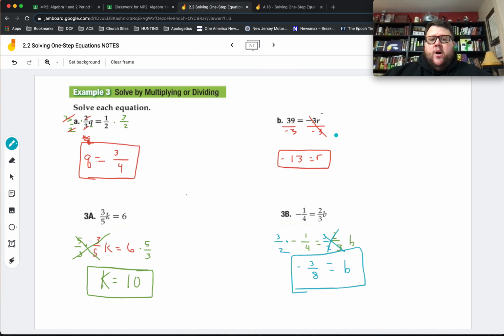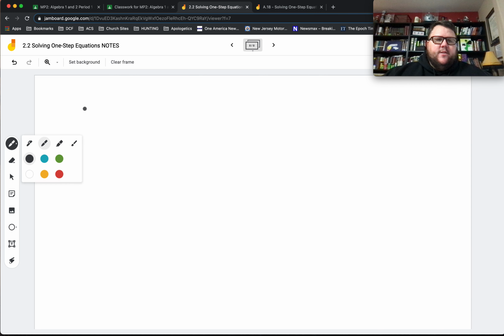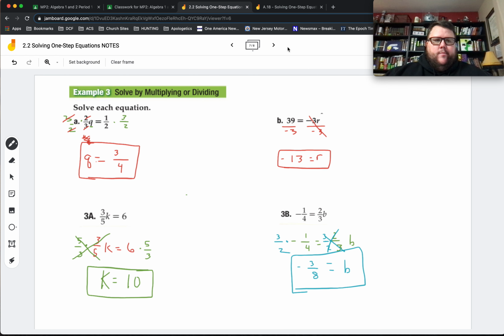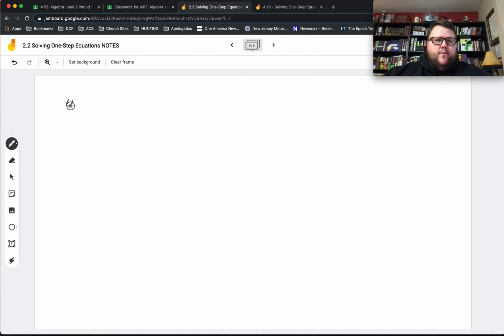And so that's it. I'm going to just off the cuff throw a couple examples out there. We'll say number 4. We'll say x divided by 8 equals 2. So x is being divided by 8, so I'm going to do the opposite, which is multiply by 8 on both sides. 8's cancel out. I get x equals 16.